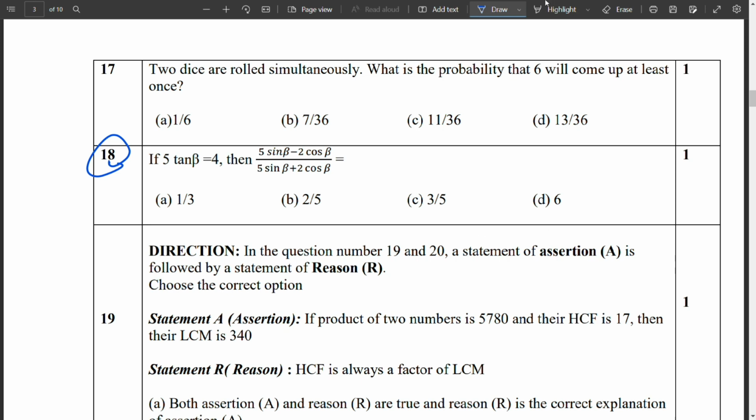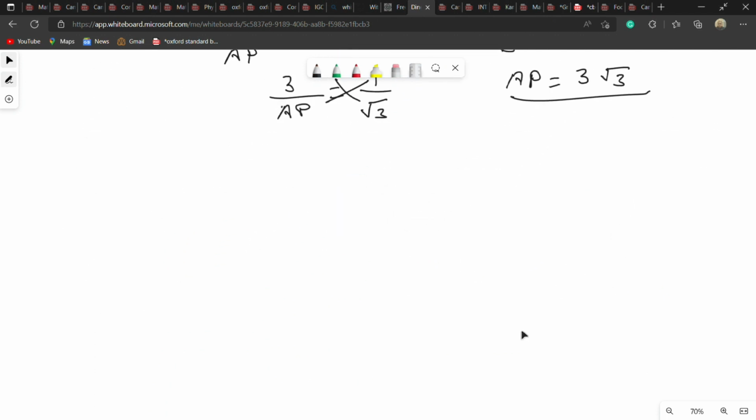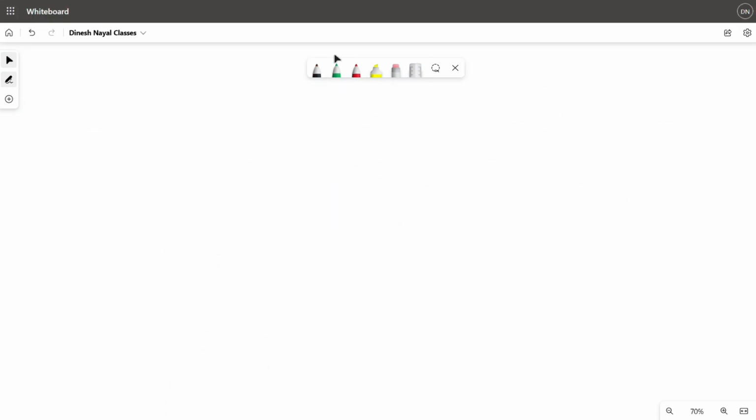So let's go to the whiteboard and write the question over here. So the next question is question 18. So what is given to us? Given to us is 5 tan beta equals 4. This is given to us.